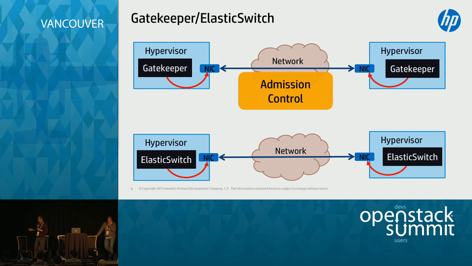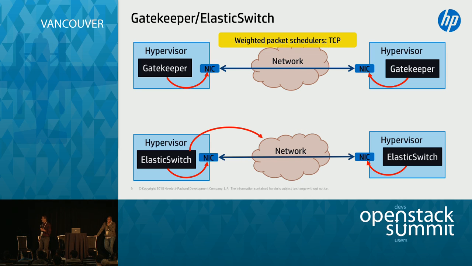For ElasticSwitch, we do the same thing. But in addition, ElasticSwitch considers what's happening inside the network core as well and tries to make sure that we're not over-allocating resources in the network core, whereas Gatekeeper assumes that the network core is well-provisioned and is not the bottleneck. Okay, so now let's look at the different mechanisms.